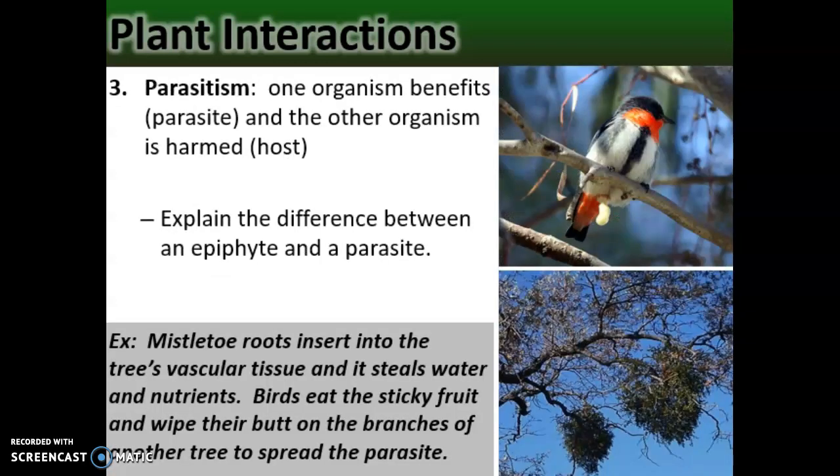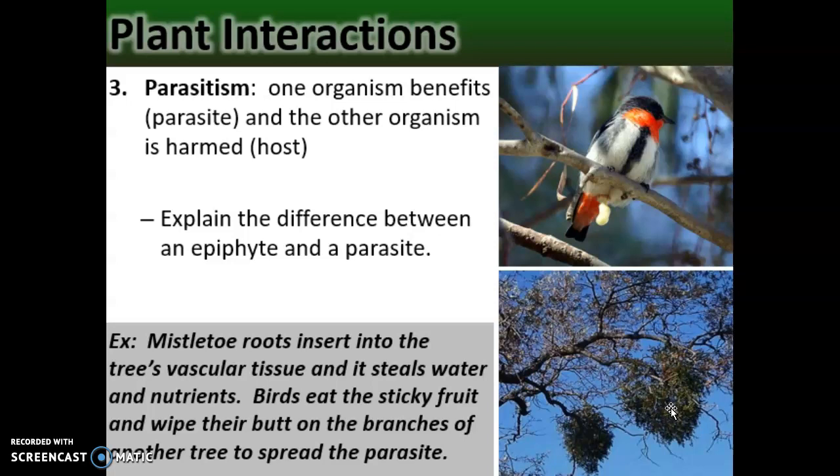The last symbiotic relationship is probably the one that you're most familiar with, and that's parasitism. In a parasitic relationship, one organism benefits, that organism is the parasite, and the other organism is harmed. The organism that's harmed is referred to as the host. So, an example of a plant parasite would be mistletoe. So here we have a larger tree. However, this plant right here is growing directly off of that tree, and this is the mistletoe here and here.